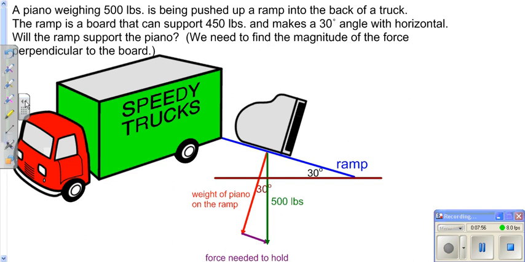Well, here we have a piano going up a ramp into a truck. The ramp only holds 450 pounds, but because it's going up on a ramp at an angle, not all the weight of the piano's on the ramp. Question is, will the ramp hold it?